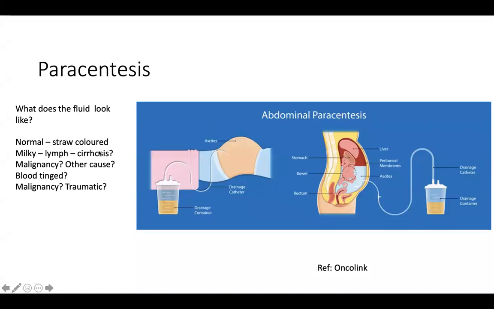Again, this is just to transfer that, how if you learn about pleural effusions, it's helpful. Same thing, firstly, look at the colour that comes out. Is it straw coloured, which would be normal? Is it milky? We're thinking lymph, cirrhosis. Is there a bit of blood? We're thinking malignancy, or also traumatic.